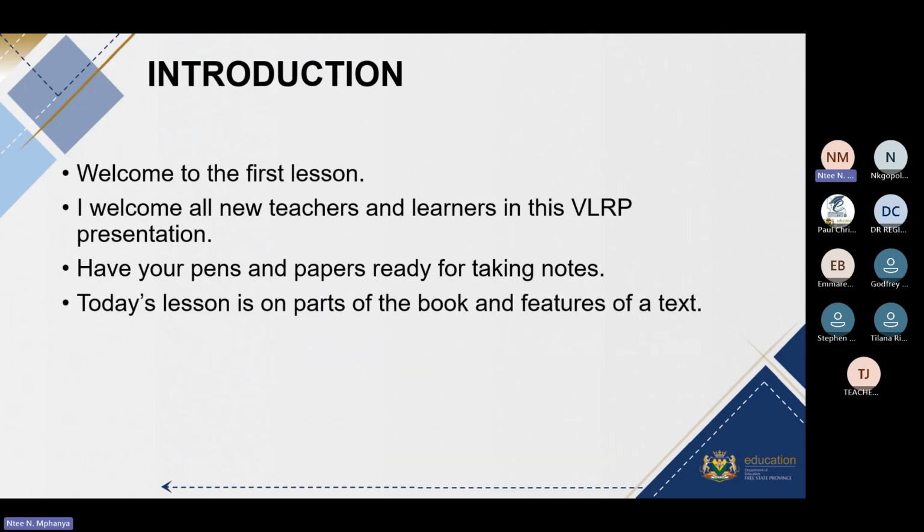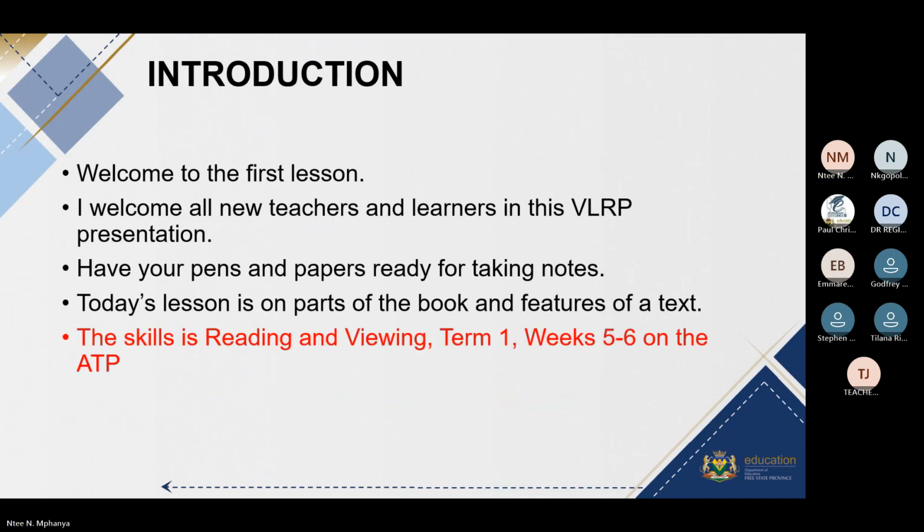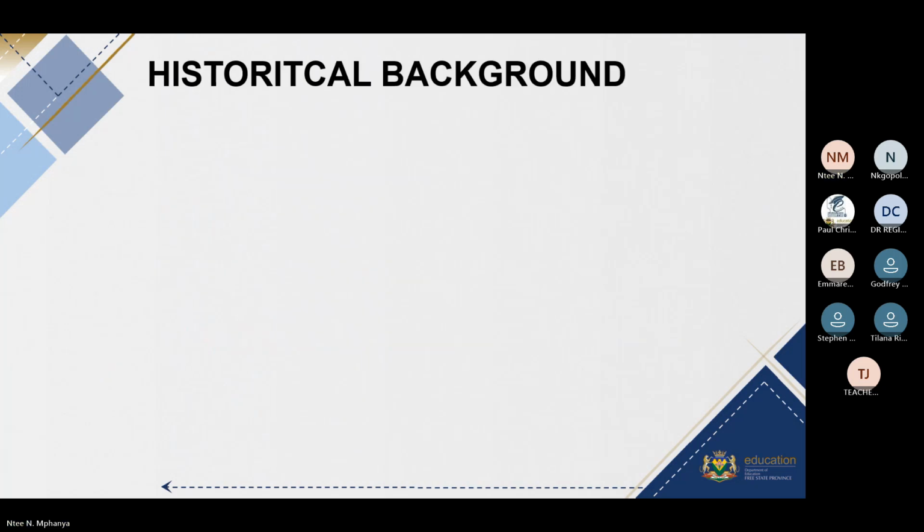And as I've said already, today's lesson is on parts of the book and features of a text. The skill is on reading and viewing for term 1, weeks 5 and 6, as it appears on the ATP for 2023-2024. Let's look at the historical background of a book.